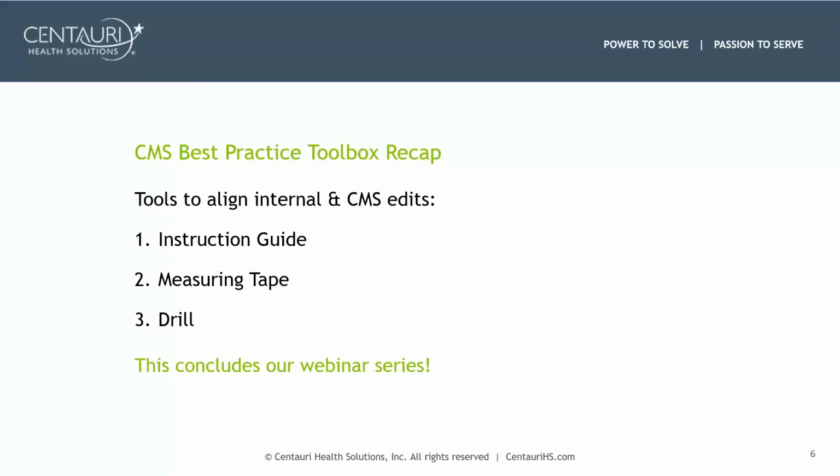So as a brief recap, here are the tools we discussed today. Though you won't likely find any of these at Lowe's or Home Depot, there are vendors out there such as Centauri who can help equip you with the right tools for your specific renovation project.